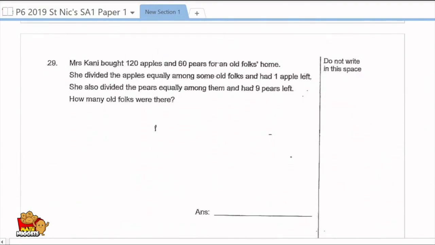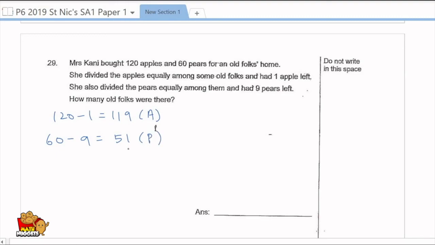Question 29. Mrs. Kani bought 120 apples and 60 pears. She divided the apples equally among some old folks and had 1 apple left. She divided the pears equally among them and had 9 pears left. How many old folks were there? So how many apples did she give out? 120 minus 1. She gave out 119 apples. She had 60 pears and 9 pears left, which means she gave out 51 pears. Now how many old folks were there?